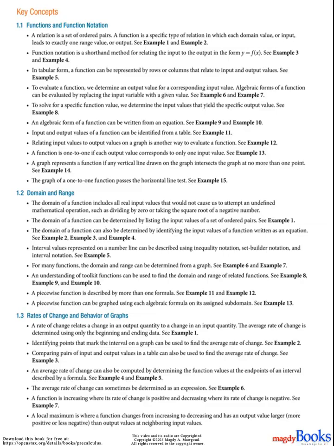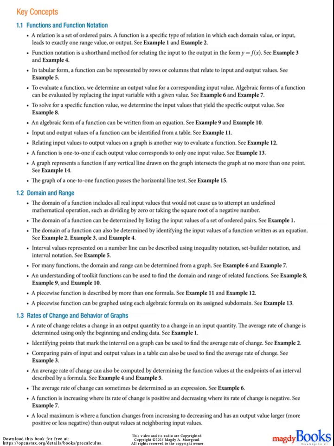1.3.3. Comparing pairs of input and output values in a table can also be used to find the average rate of change. See example 3. 1.3.4. An average rate of change can also be computed by determining the function values at the endpoints of an interval described by a formula. See example 4 and example 5. 1.3.5. The average rate of change can sometimes be determined as an expression. See example 6.